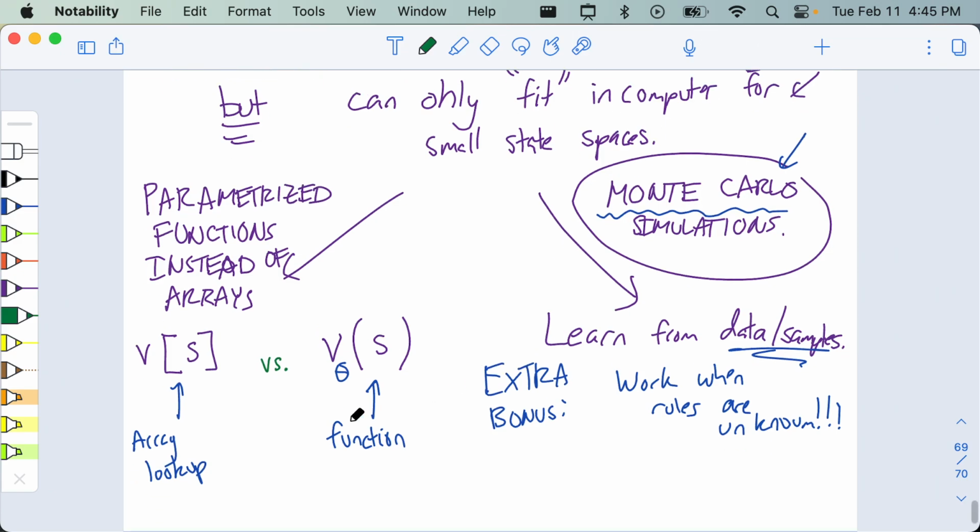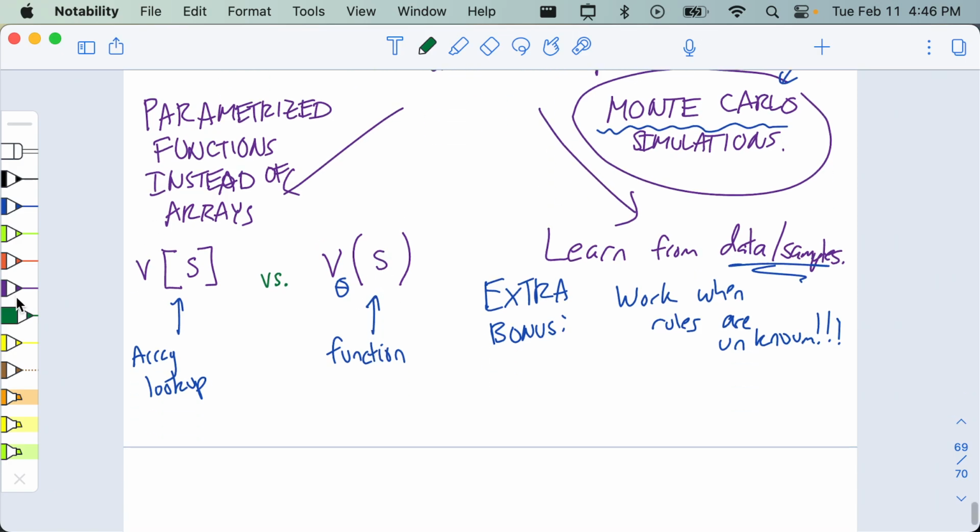Why would that be helpful? Can anyone think of why it would be helpful to use functions instead of array lookups? Yeah. Because you don't have to store the value function anywhere, because the computer computes it on the fly. Yes. So this is one thing: maybe there are billions and billions of states. It could potentially be cheaper, in terms of memory, to store it as a function. That's definitely true. So that's one advantage: less memory potentially.